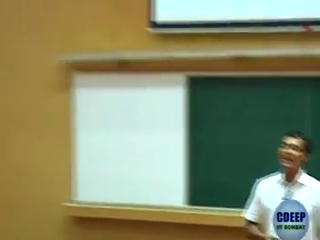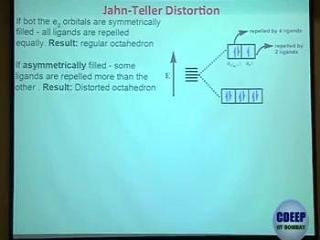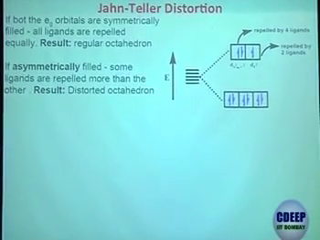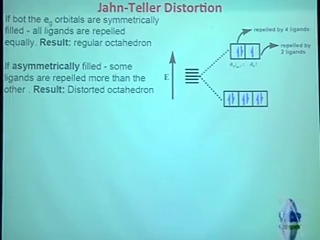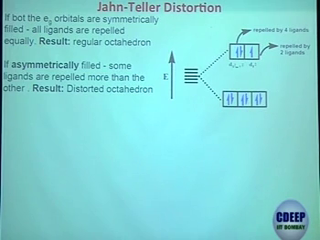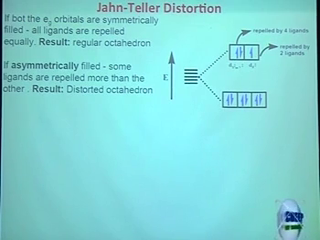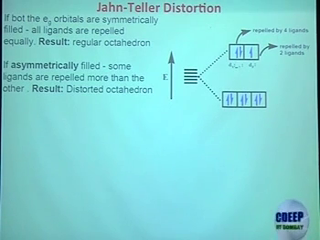Now, the other scenario is that the eg orbital is unsymmetrically filled. You can see that the majority of the syllabus is biased towards octahedral, not too much tetrahedral, because octahedral is historically more important, a lot of the study has been done on it, and it is the more common geometry. Now, this is the Jahn-Teller distortion. People pronounce it differently in Britain and in the US, but whatever it is, it's the same thing, JT distortion.